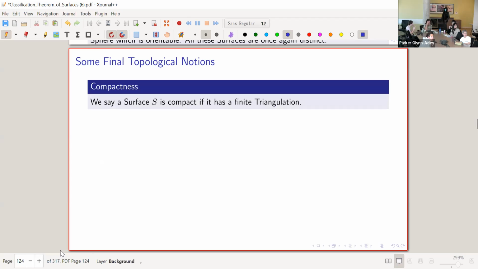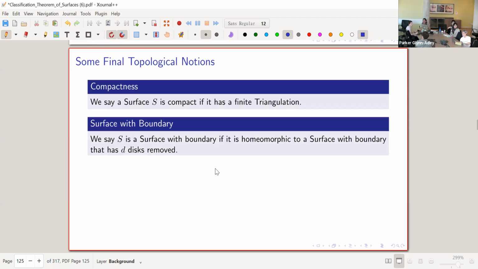Okay, so we're going to go over some final topological notions. So compactness: we just say surface S is compact if it has a finite triangulation. A topologist will be very angry with me for that definition, but it serves our purposes. We'll use it. We say S is a surface with boundary if it is homeomorphic to a surface with D disks removed. And we'll look at some examples.